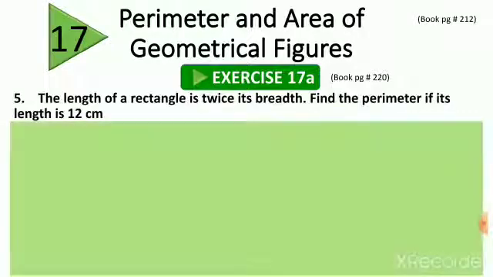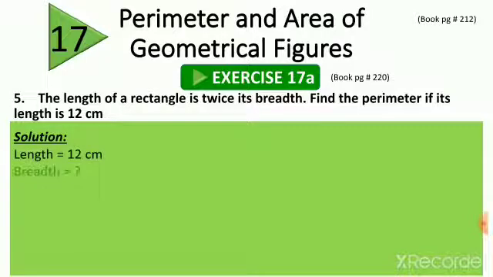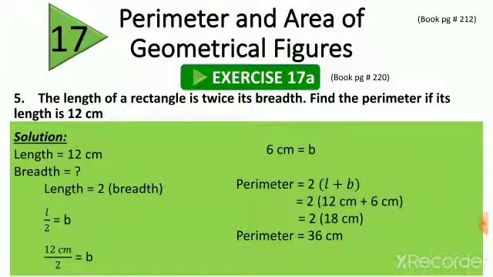Next is question number 5. The length of a rectangle is twice its breadth. Find the perimeter if its length is 12 centimeters. So you have to do it by yourself. It will be easy. You only have to find the breadth.